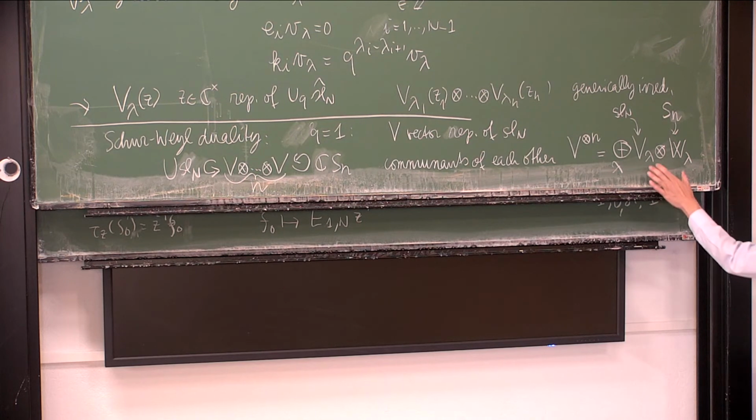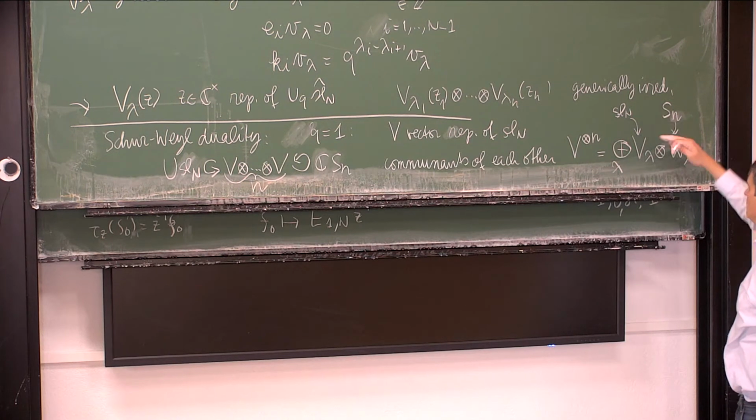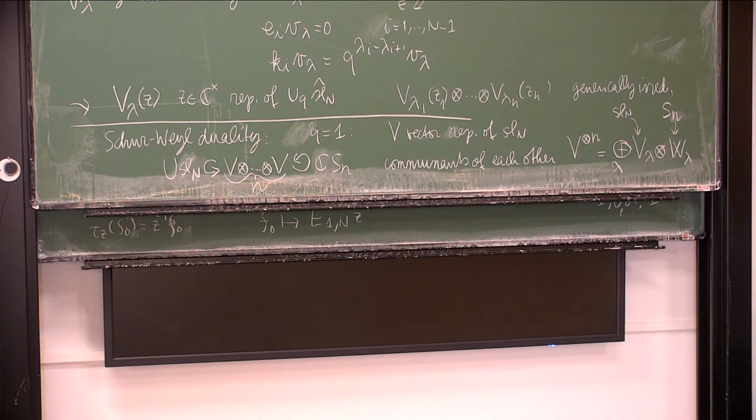And so they commute. These are multiplicity spaces for the representation of SL_N, and these are multiplicity spaces for the representation of S_n. Each lambda appears once, right? So the multiplicity space is irreducible for the action of the other algebra. If n is big enough, then you take all partitions, so we have a sum over partitions.